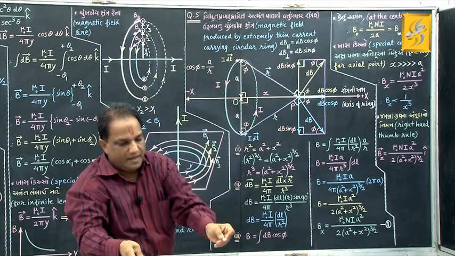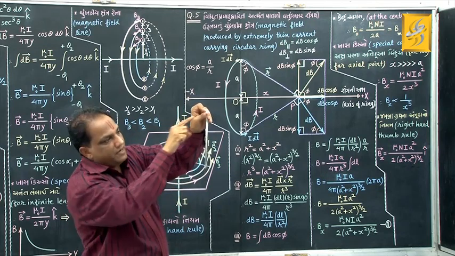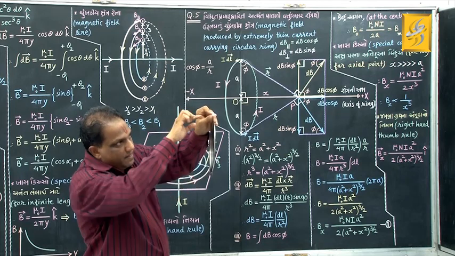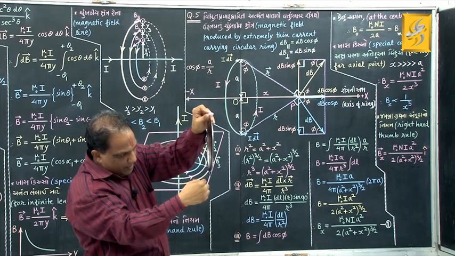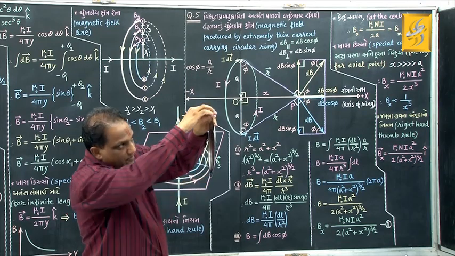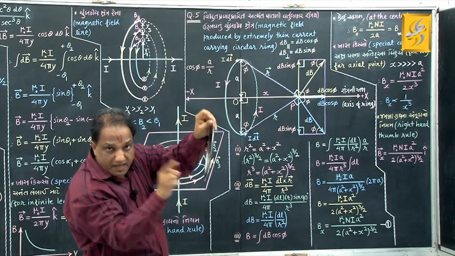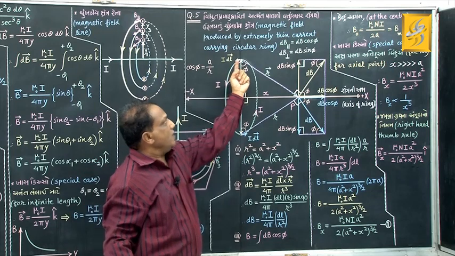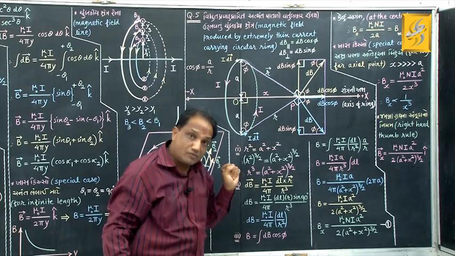Fine. And similarly, if you consider one more current element at the diametrically opposite end, then because the current direction is now perpendicularly inside the plane of the figure, that direction of the current element will also get reversed this way, correct? And that current element I have also shown here. This is perpendicularly outside the plane of the figure, this is perpendicularly inside the plane of the figure. Got it? Fine.